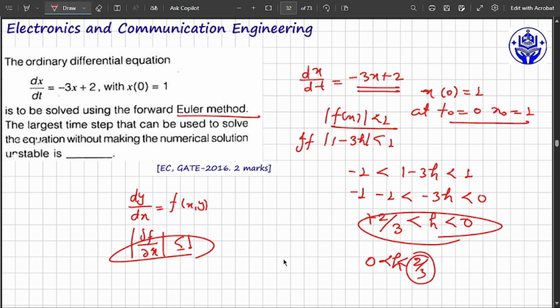So if my h is less than 2 by 3, then it will be stable. If it is greater than or equal to 2 by 3, then the solution is unstable. So it is 2 by 3, it means 0.66. So this is the important condition here. Okay, next.